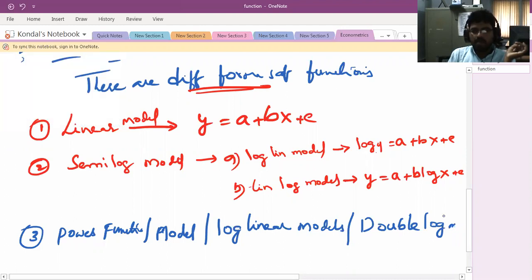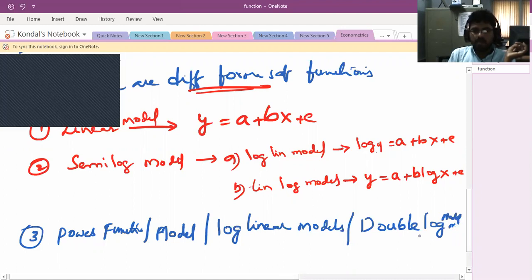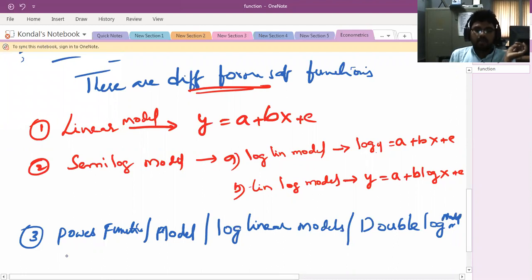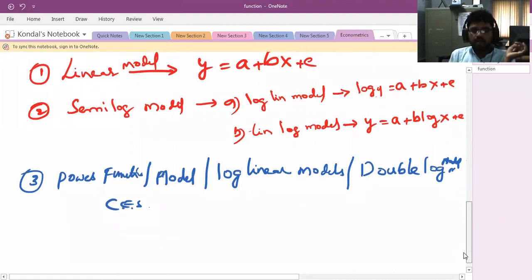Yeah, double log model, or what is called the constant elasticity of substitution model, or constant elasticity model. Okay, so how can it be power functions? For example, if you take a power function, say y is equal to a plus bx cube plus cx square.